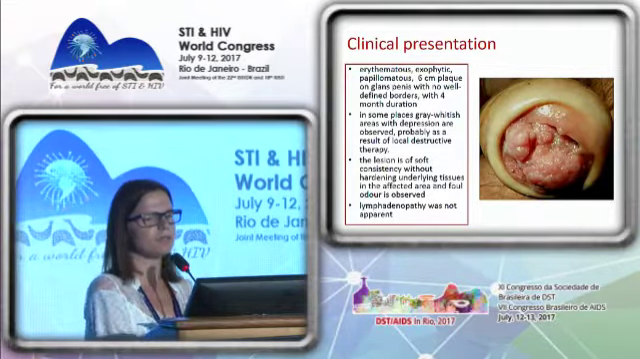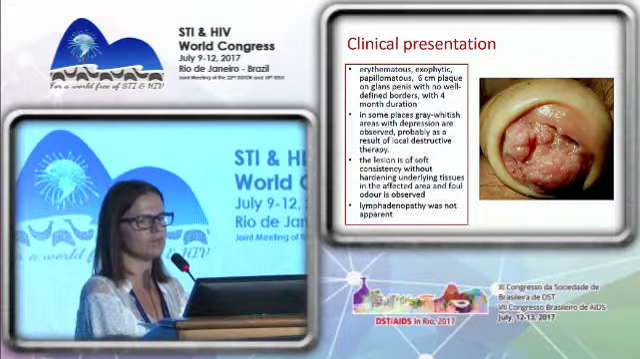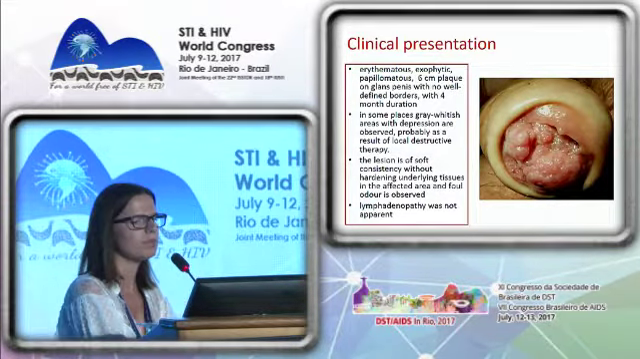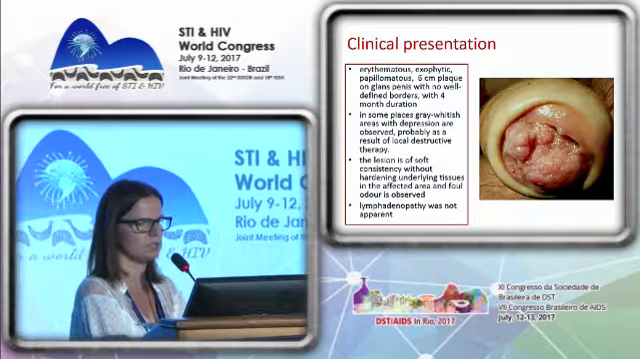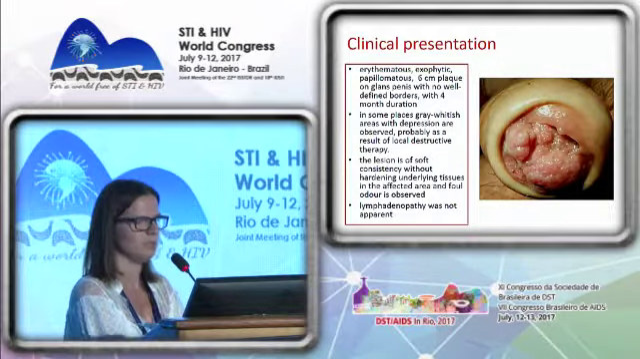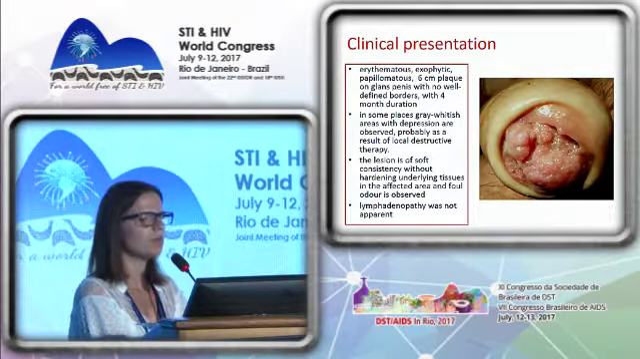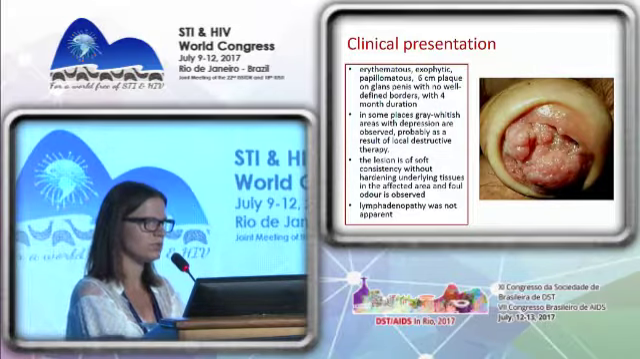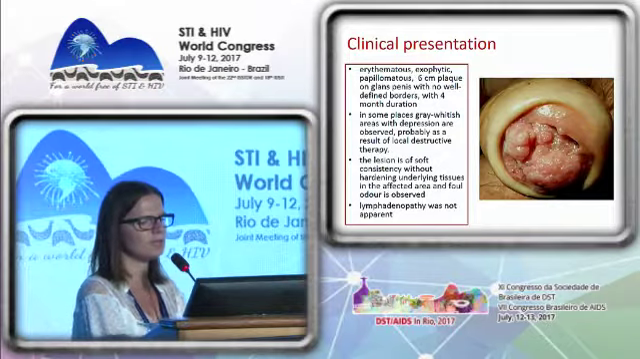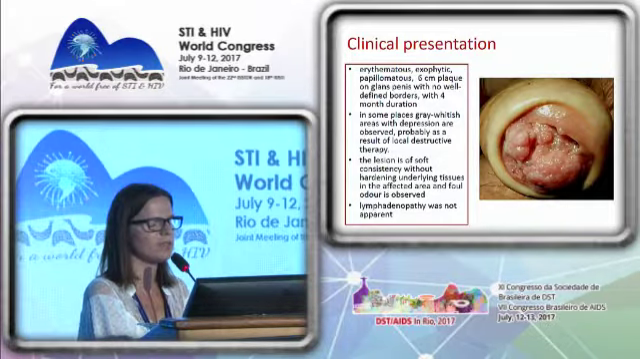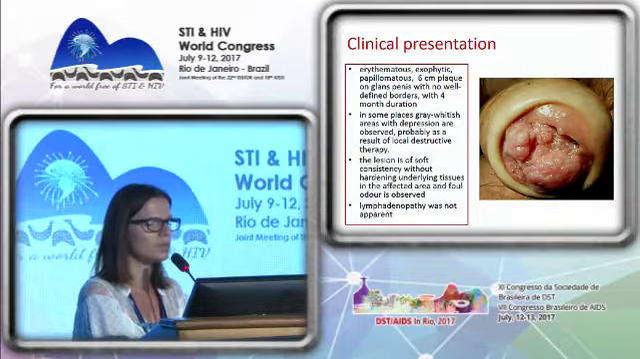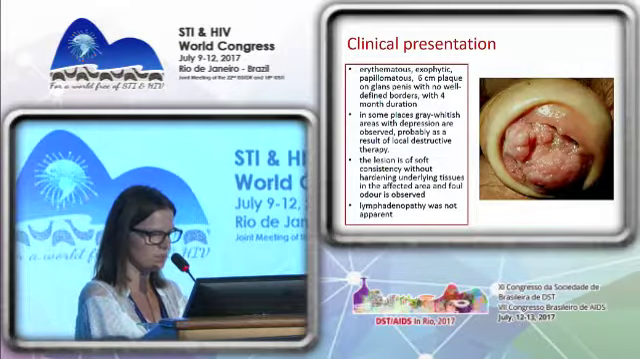The lesion is of 4 months duration. There are some places with a grayish-whitish color with depression, probably as a result of the local destructive therapy. The lesion is soft, without hardening of the underlying tissue in the affected area, and foul odor is observed. Lymphadenopathy was not apparent.